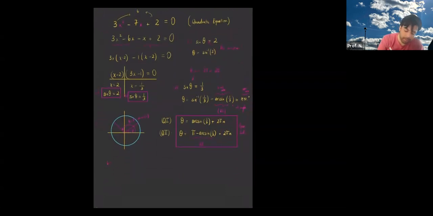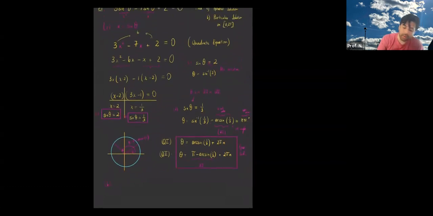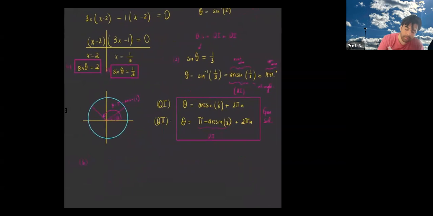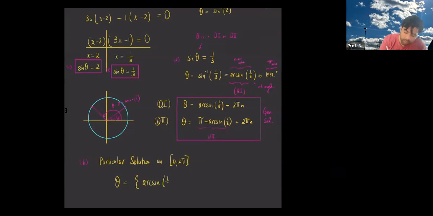And then part B asks for what? It asks for the particular solution on 0 to 2 pi. But again, I only have two solutions whose angles are from 0 to 2 pi, which are in quadrant 1 and quadrant 2. So theta is going to be equal to arcsine of 1/3, or sine inverse of 1/3, either way. And then I'm going to have pi minus arcsine of 1/3.